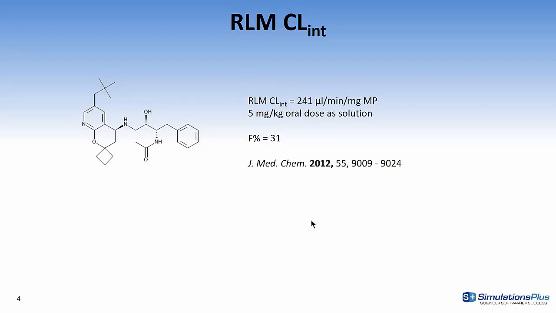Now in the second example, we're going to use the same molecule, but here we're going to set up a rat physiology and use the rat liver microsomal clearance value here of 241 microliter per minute per milligram of microsomal protein. Again, it's a 5 mg per kg dose, and here we've got an oral bioavailability of 31%, so we can compare our prediction with that value.